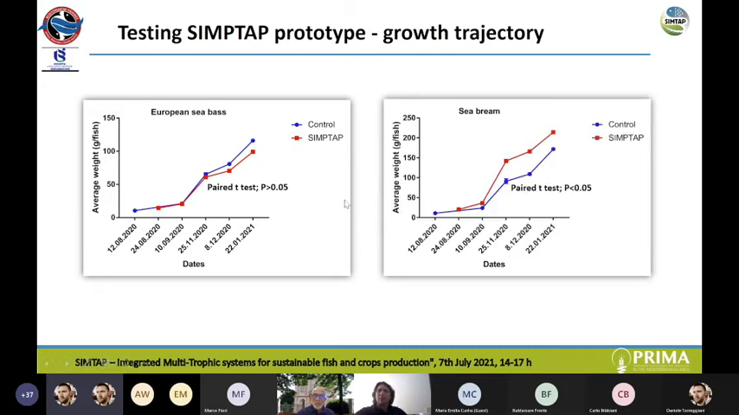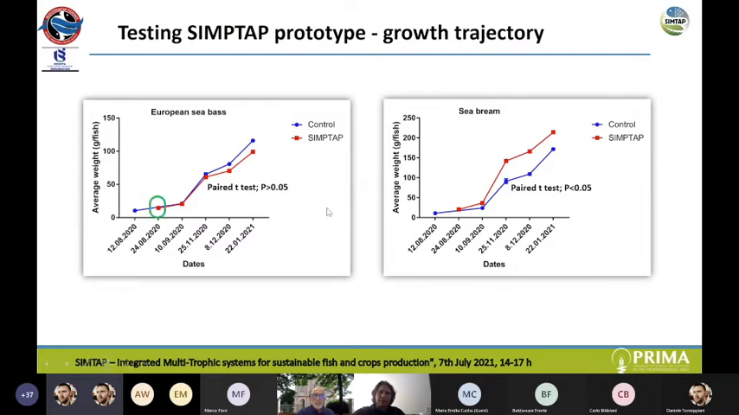In this graph, you see the growth of sea bream. You see some significant differences between the systems in terms of growth of sea bream, but these significant differences come from another reason, not from the system itself. I will give you some details in the next slides.